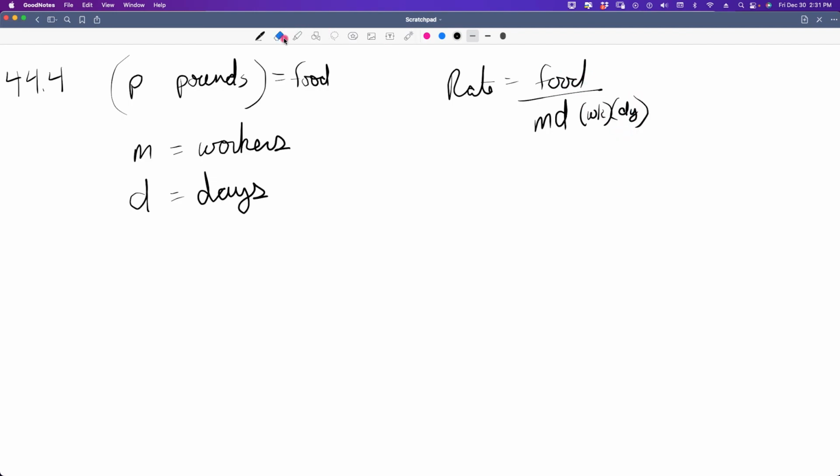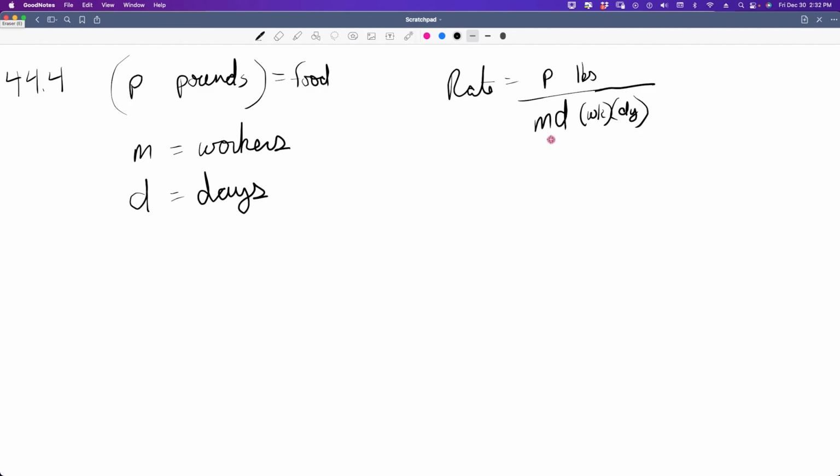And the food is going to be represented by P pounds. I'm just going to use the abbreviation for pounds, just to save myself some writing. So there's that. All right, so there is our original rate: P pounds of food for this many workers in this many days.